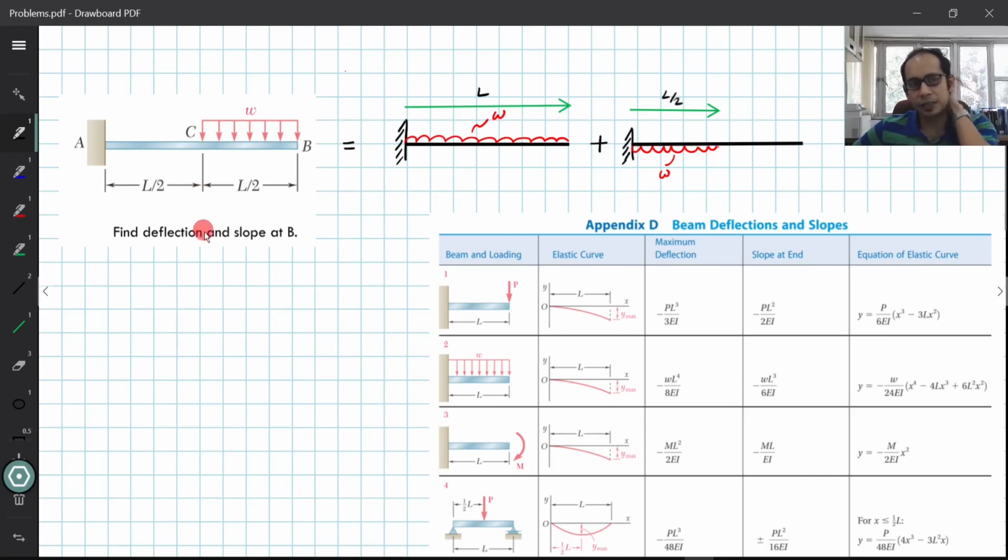Now we need to find the deflection and slope at B, the end tip. In this one, the table gives you the maximum deflection, which happens at the end, Y max, as you see over here, that is this expression, and the slope at the end is this expression. So that is pretty straightforward for the first one. Let me also write this one as beam 1 and this one as beam 2.